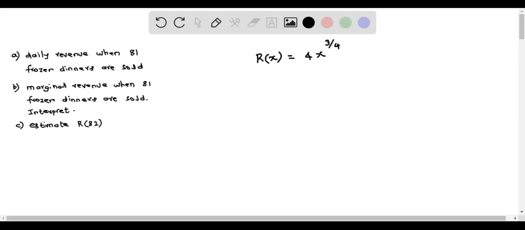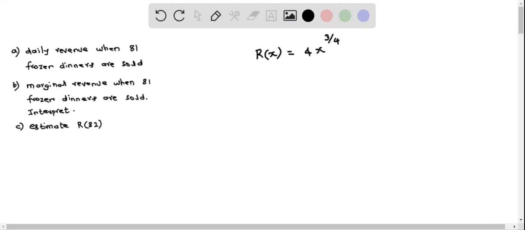Let's do part A. So here we have to determine the daily revenue when 81 frozen dinners are sold. So basically we have to determine R of 81, which means we have to plug in x equal to 81 into this equation. So when we do that, we get 4 times 81 raised to the power of 3/4.